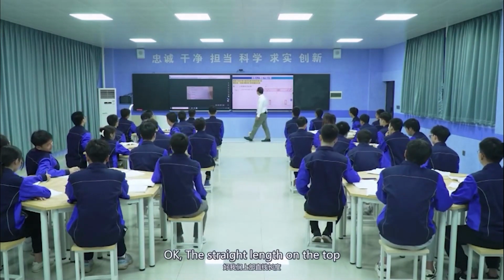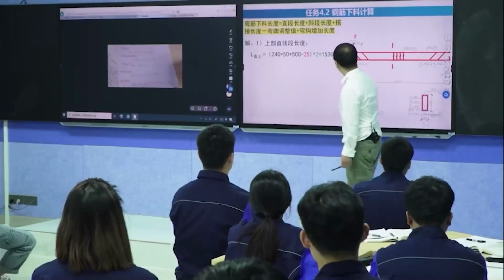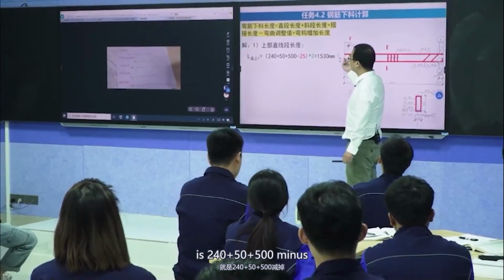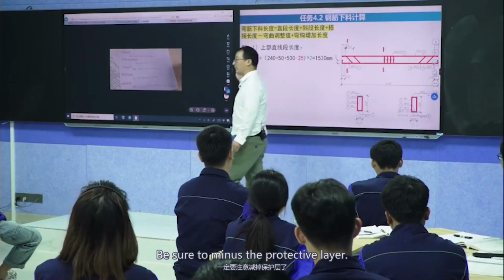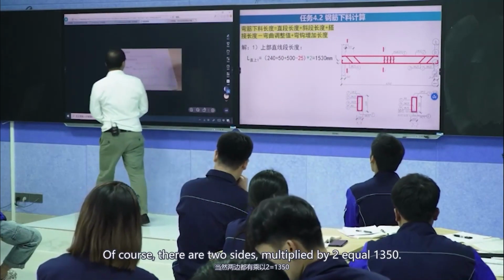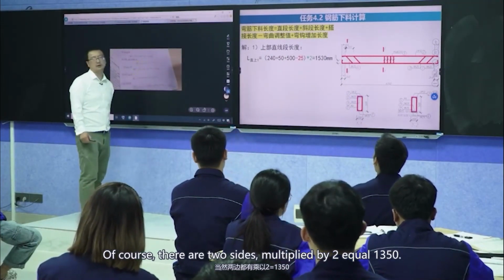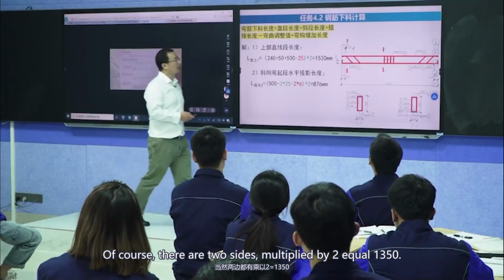Okay, the straight length on the top. The straight length on the top is 240 plus 50 plus 500 minus what? Be sure to minus the protective layer. Of course, there are two sides, multiplied by 2, equal to 1,350.